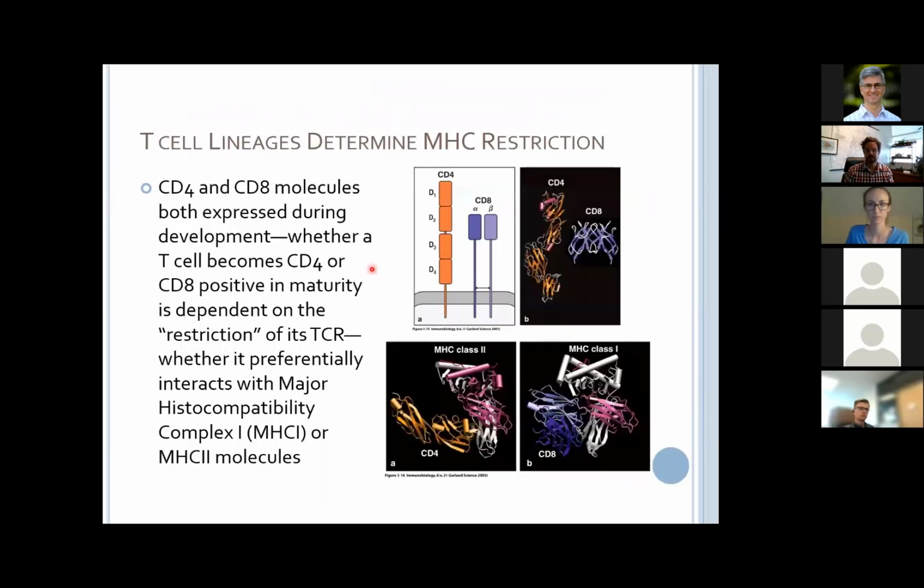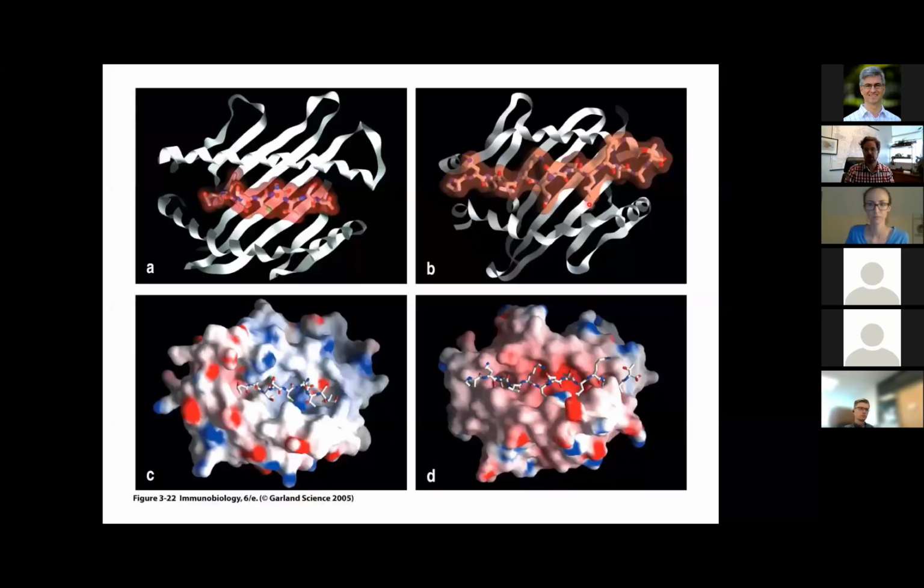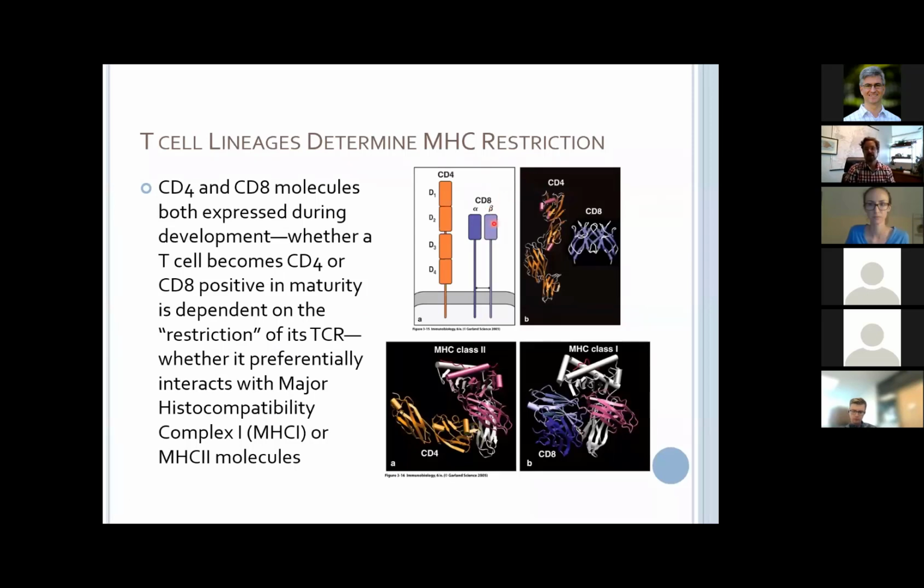CD8 T cells see MHC class 1 molecules. There are some differences between class 1 and class 2 molecules that are outside the scope of our course here, but this is what they look like. Again, you're looking straight down on it here. This is the antigen presenting molecule in white, and then the peptide itself in pink in the middle. So it's like a little cleft, and the T cell receptor is going to sit down right on top of that and visualize it. So CD8 T cells see MHC class 1 molecules, and MHC class 1 molecules are on every cell in your body.